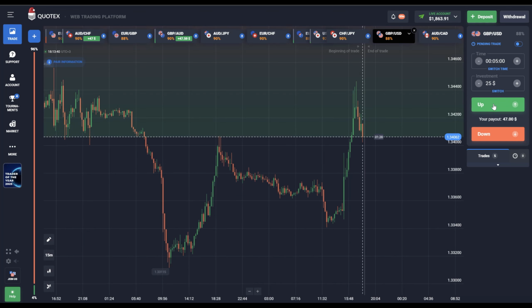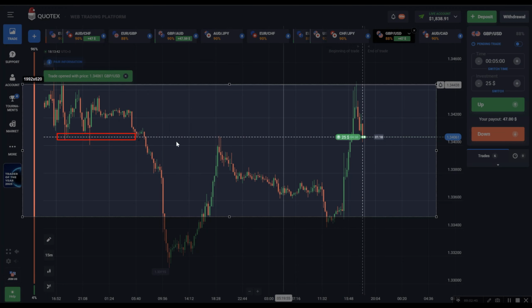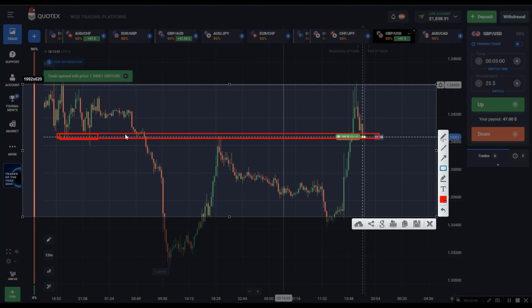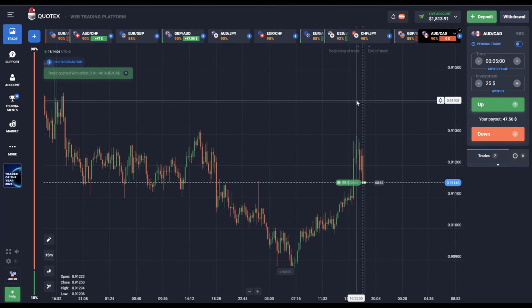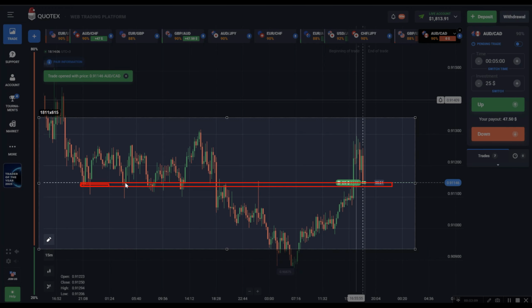British pound, US dollar, trade for an increase. The price has returned to the previously broken zone. Resistance, previously a support zone, now a resistance zone, and apparently, due to the news, the price broke through this zone and has returned to consolidate. Most likely everything will go higher, breaking the current local maximum, and I'll also close the trade on the Australian pair. The price has returned to the previously broken resistance zone. Here we have a support zone, a resistance zone, and again a support zone.